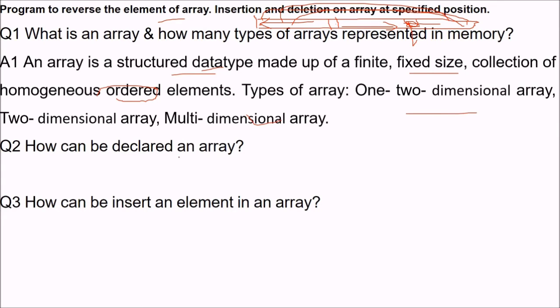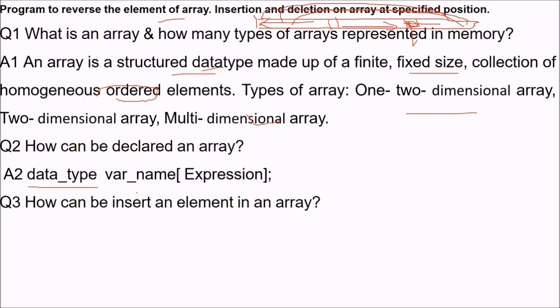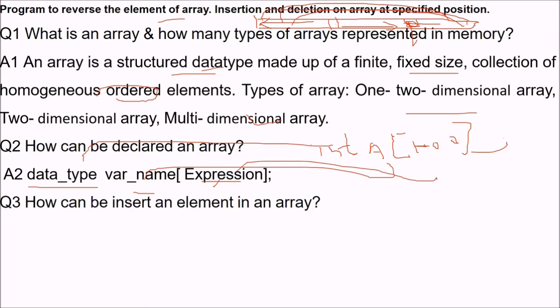How can we declare an array? This is quite simple. First, you have to write the data type, then the variable name, then the expression, like size minus 1 or something. But you have to give the size of the array. For example, if I write int a and I give size as 100, this is what the declaration means. Followed by a semicolon. So this is the data type, this is the variable name, and this is the expression of the size.